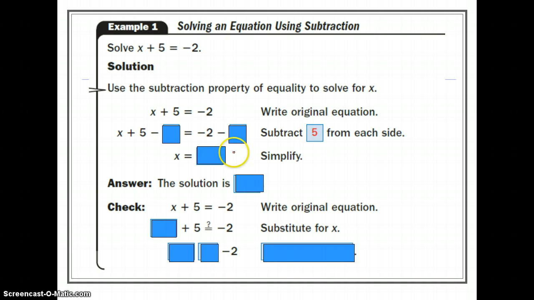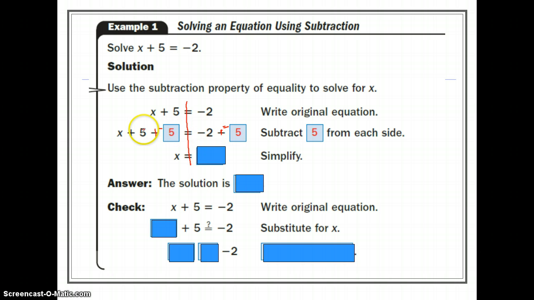Example 1. x plus 5 equals negative 2. Here's the positive 5 on the left side of the equation. How do I get rid of the positive 5 so I can leave x by itself? The whole goal is to get x by itself. We need to add the opposite of 5, which is negative 5. And again, I do the same thing on the right side, which is adding a negative 5.